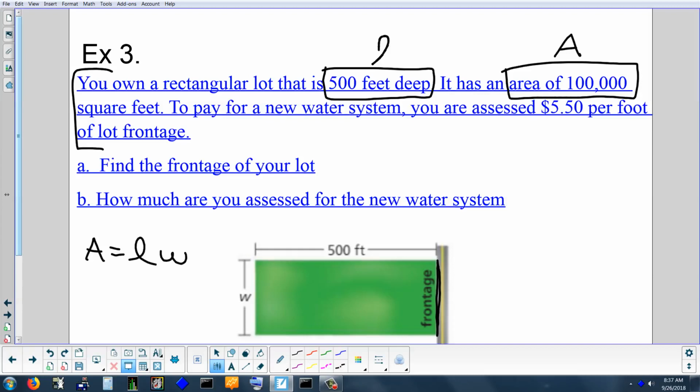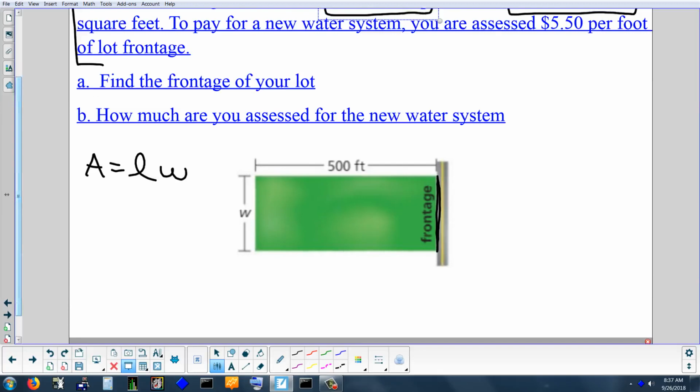That's the length. The length of your property, in this case, is how far back it goes, how deep it is. So we know the area. We know the length. What's the one thing we don't know? The width. So what are we going to do with the 500 and the 100,000? What do you think we're going to do with those two numbers? Divide. Well, before we even do any arithmetic, we got to plug it in. So let's plug it in.